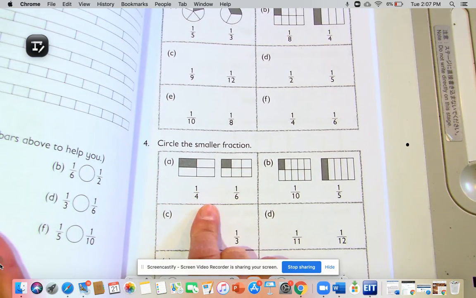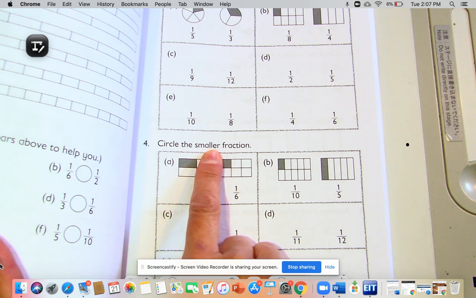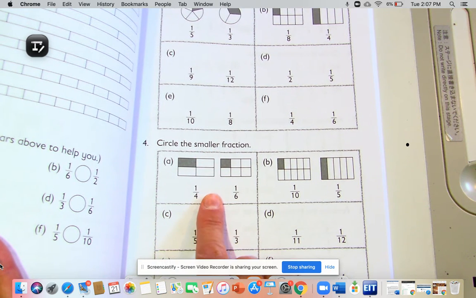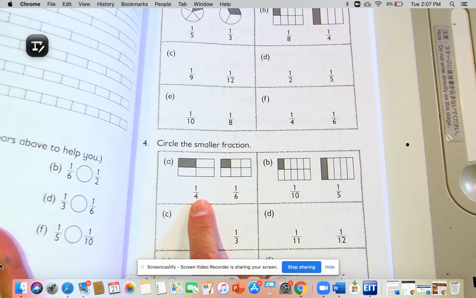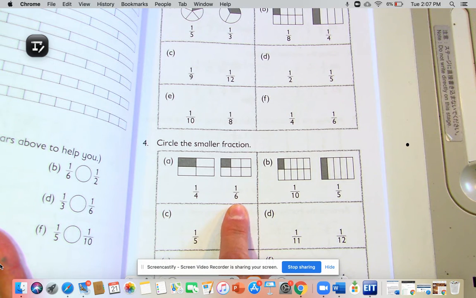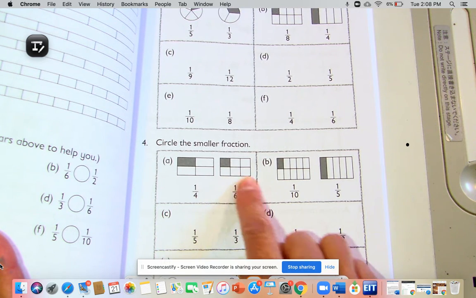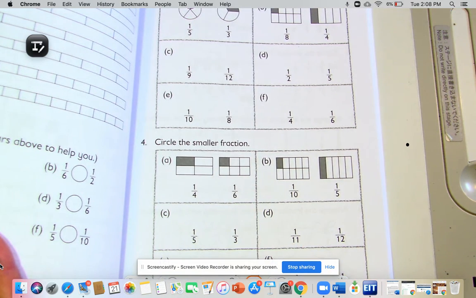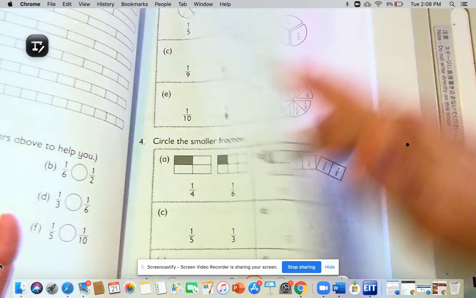Down here, you're going to do a similar thing, but this time you're going to circle the smaller fraction. So be careful. The smaller fraction is, let's see, we have 1/4 and 1/6. So we would color in, and 1/6 is going to be the smaller one. All right, so let's see.